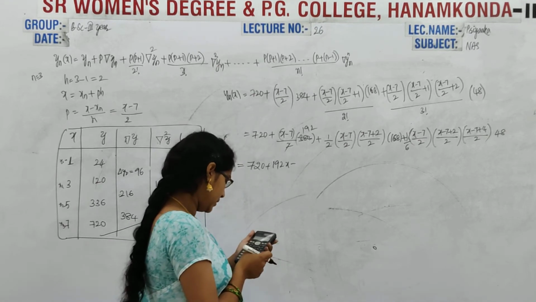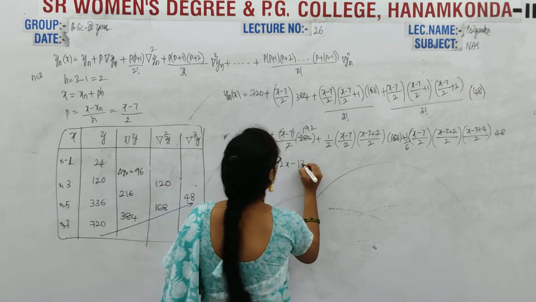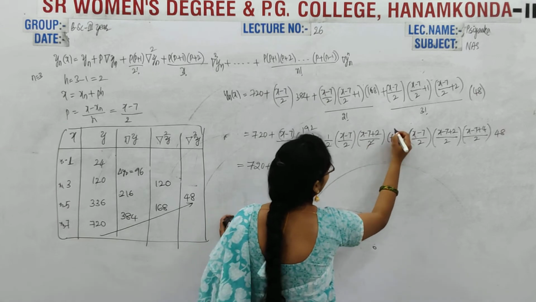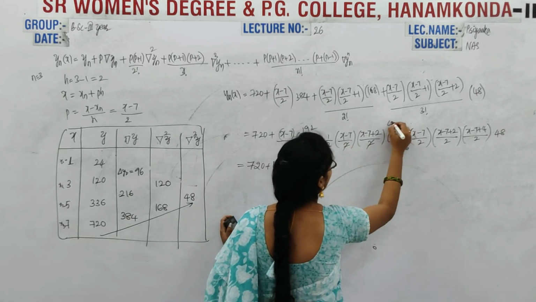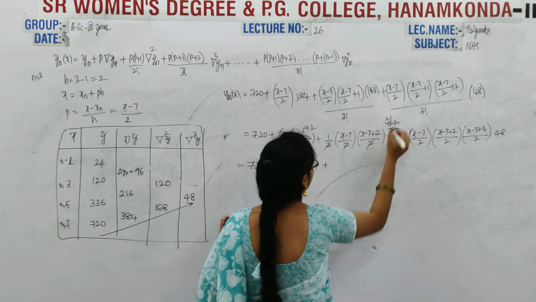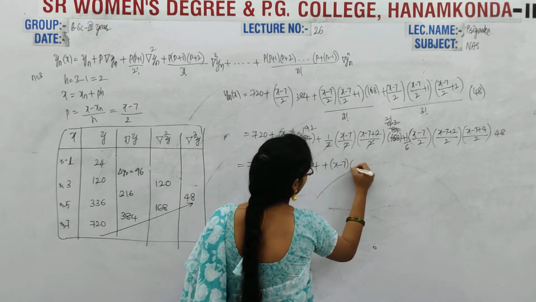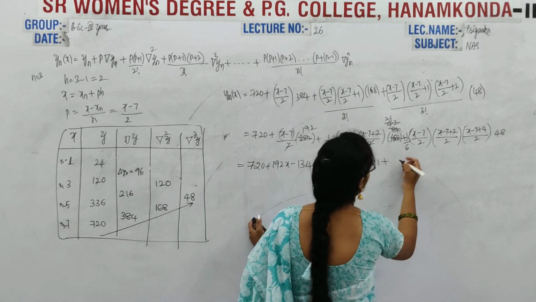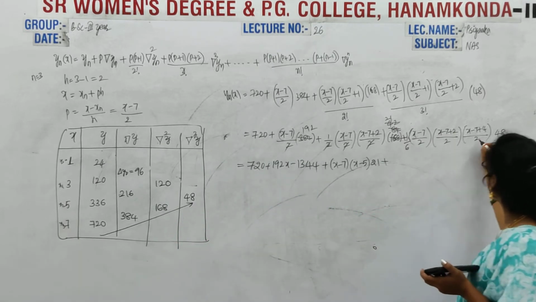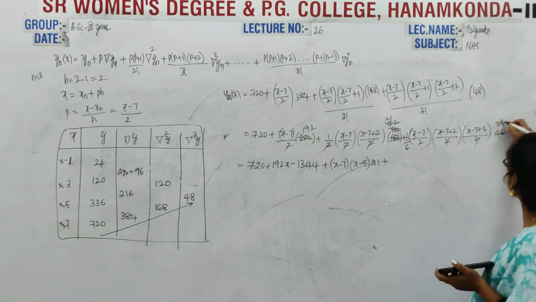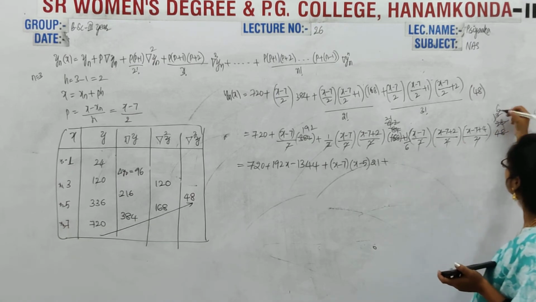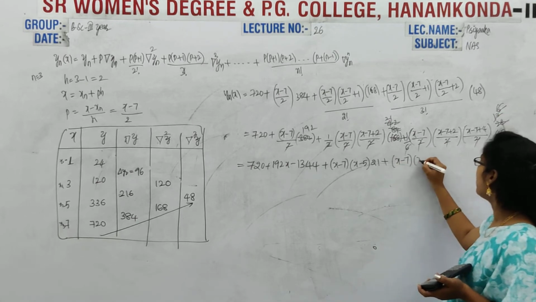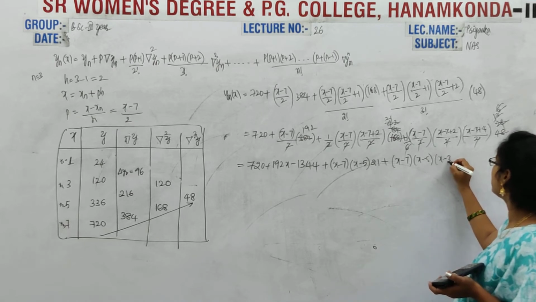192 into 7, 1344 is a constant value, plus 2 1s are 2, 84s are, 2 1s are 2, 42s are, 2 1s are 2, 21s are. Now (x minus 7) into (x minus 5) into 21 plus, and here what we have, 2 1s are 2, 24s are, 2 1s are 2, 12s are, 2 1s are 2, 6s are, 6 6 get cancelled. Now (x minus 7)(x minus 5)(x minus 3).